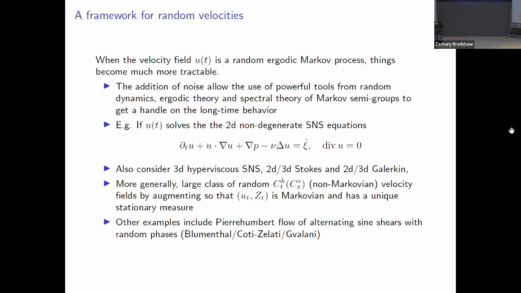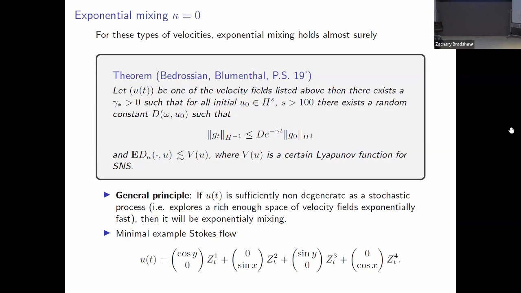All right. And another example of this, which is the one considered by Alex, Michele, and Risha, is the Pierrehumbert flow, which is these alternating sign shear flows. And so all of these kind of fit, I'd say, under the same umbrella of random Markovian, and in particular ergodic, and I'll talk a little bit more about the assumptions there. But yeah, we're considering things like this.